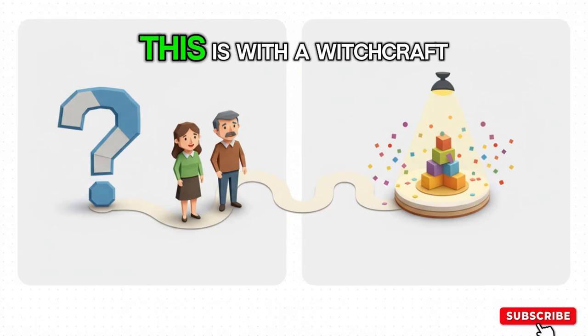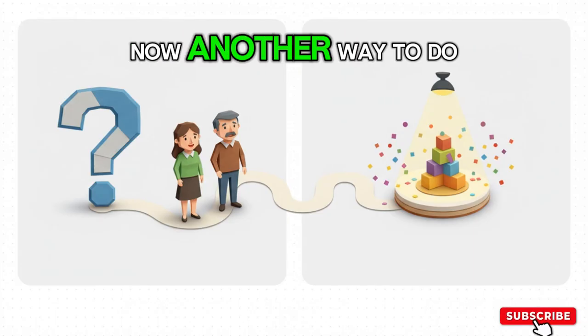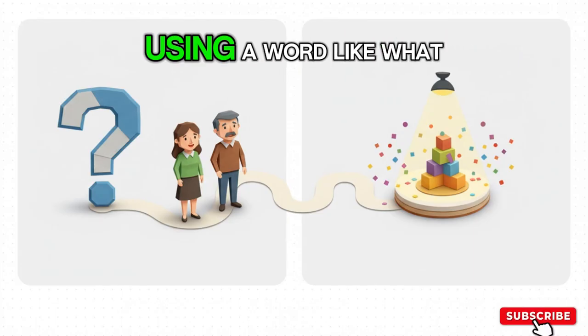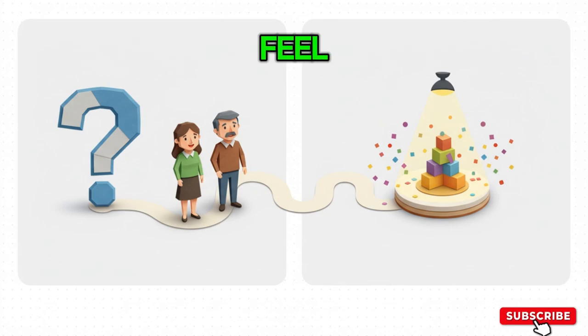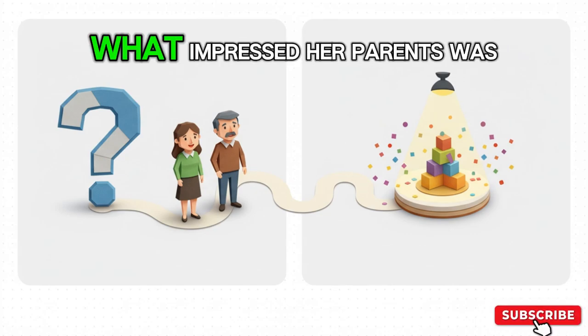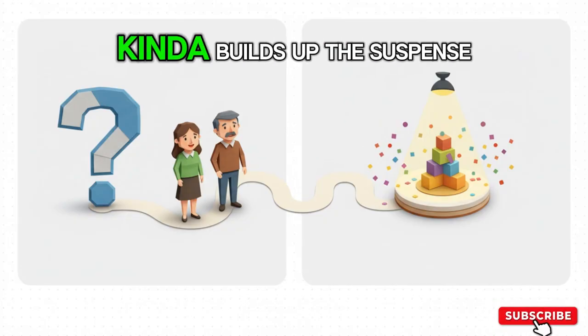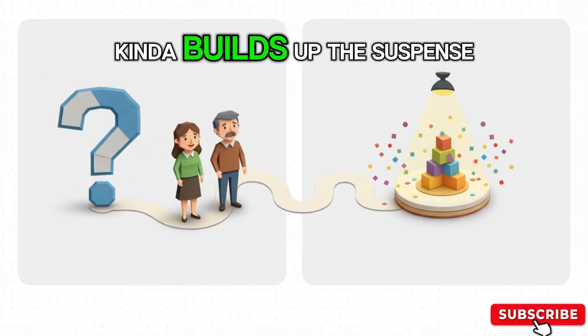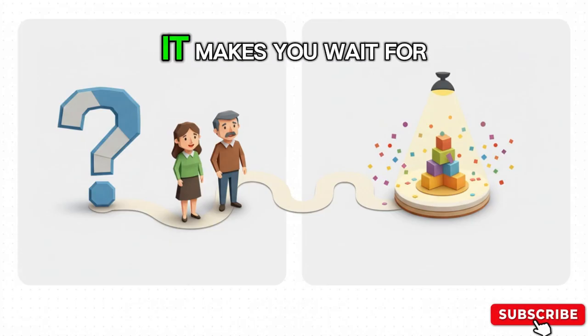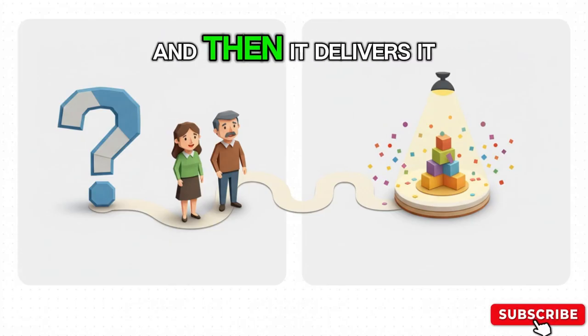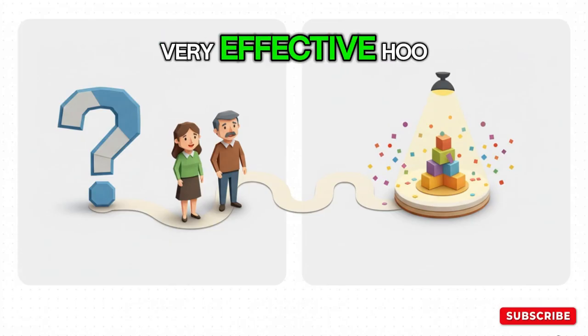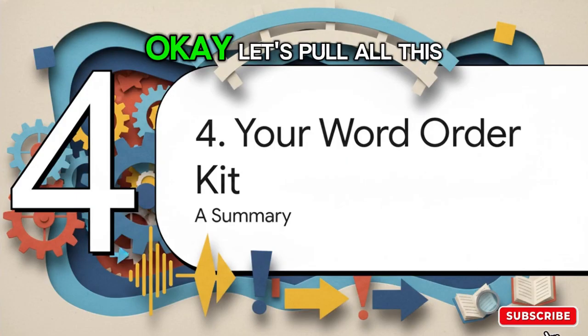Now, another way to do this is with a wh-cleft, using a word like what. This creates a totally different feel. We could say, what impressed her parents was her dedication. This one is cool because it kind of builds up the suspense, right? It makes you wait for the important info, and then it delivers it right at the end for a big reveal. It's very effective.